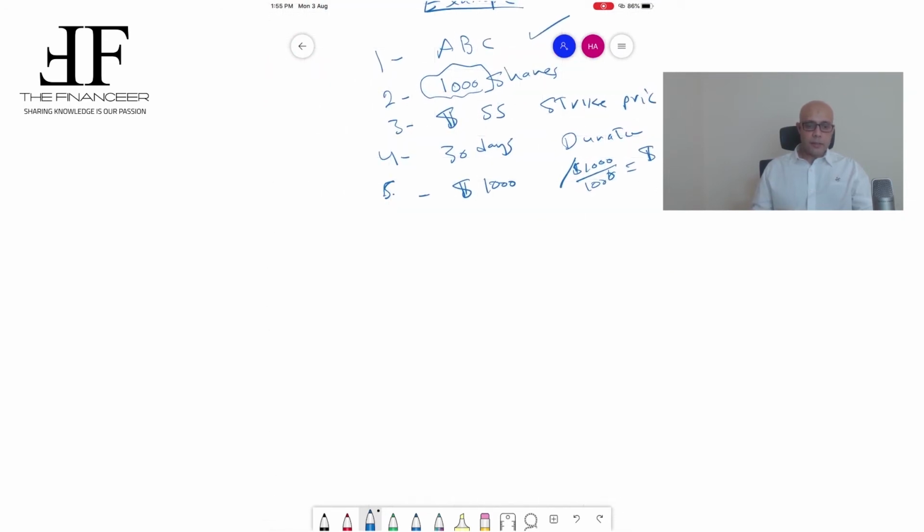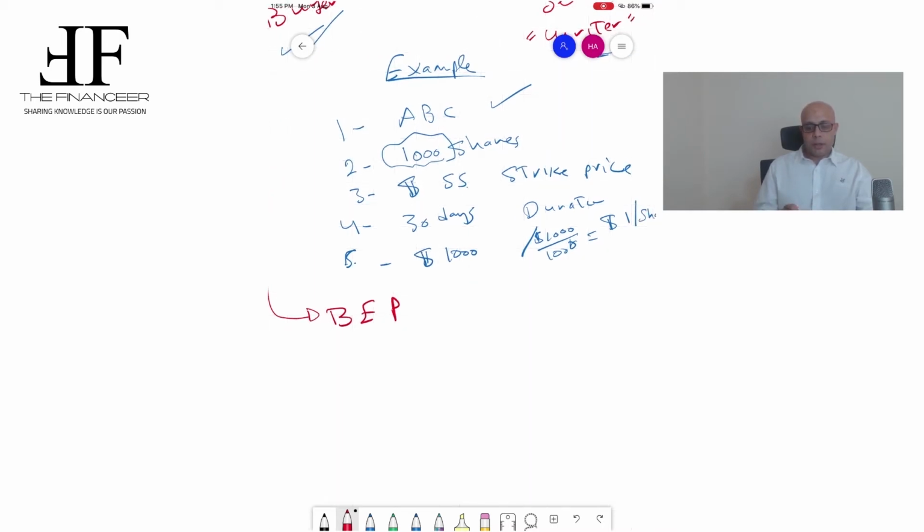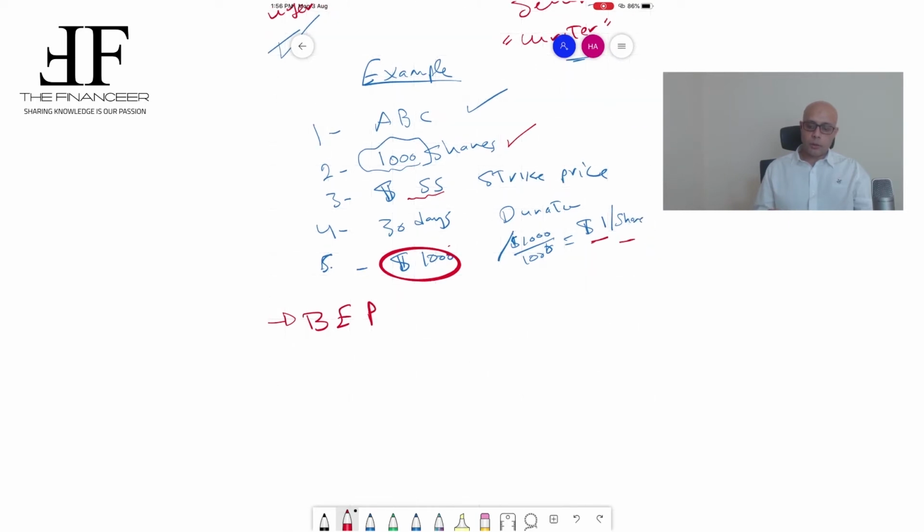Now let's calculate something called the break-even price before we start explaining the scenarios that we have. The break-even price is something that we need to determine, and it is always related to the buyer. Now, how much is the strike price in this case? The strike price here is $55. And if the buyer is going to exercise this option, he should pay $55. How much is the cost to acquire this contract? The cost is $1,000 for the whole contract, and as long as the whole contract is 1,000 shares, the cost per share is $1 per share.